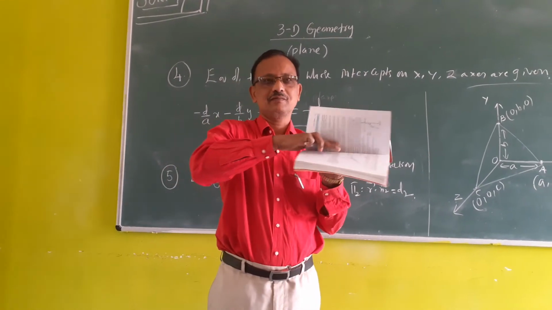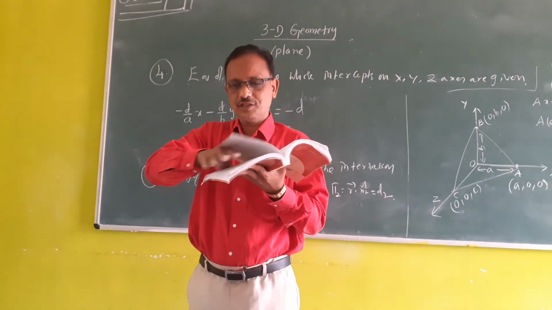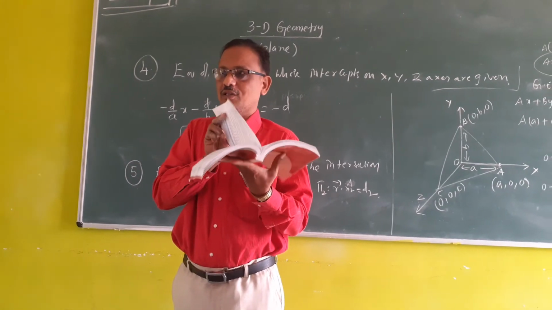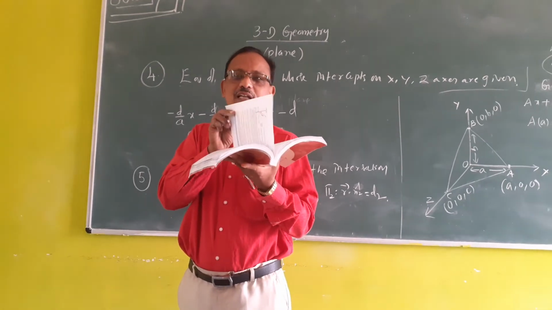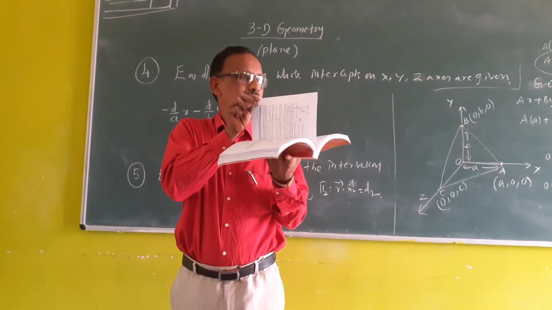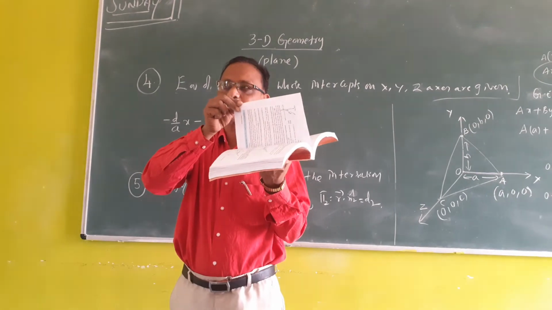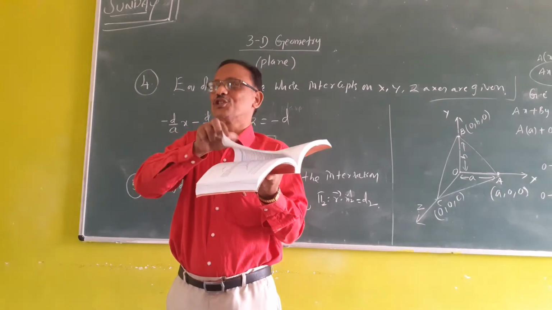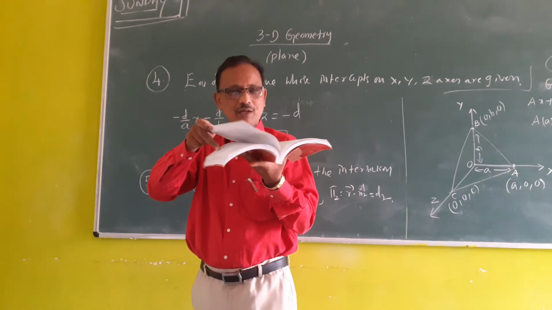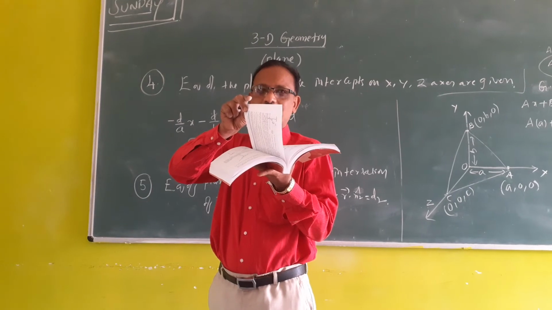This is one plane. We can consider this page as one plane. This is another plane. This one, what is this? This is also a plane. But this plane is passing through the intersection of these two planes. So this is one plane and this is another plane. This plane is the intersection of two planes.